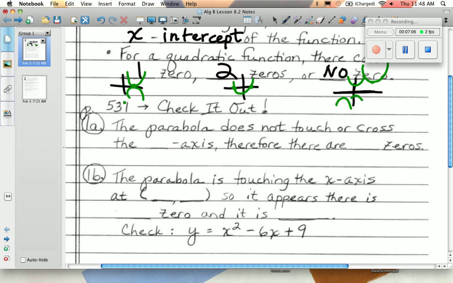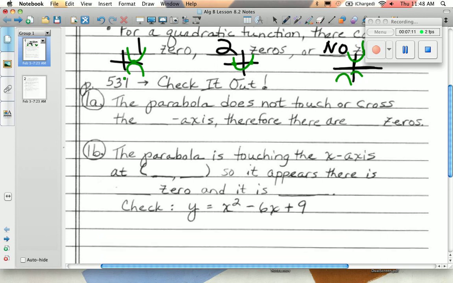Okay, now let's do 1a together. What do you think? It's going to be none. Okay, because the parabola does not touch or cross the x-axis, therefore there are no zeros. Is that all we're doing? That's one of the things we do. Now it tells you to do a check problem, but I'm not going to make you do the check problem right now. Even in these directions, it says check your answer. In the homework, I'm not going to make you either, okay?